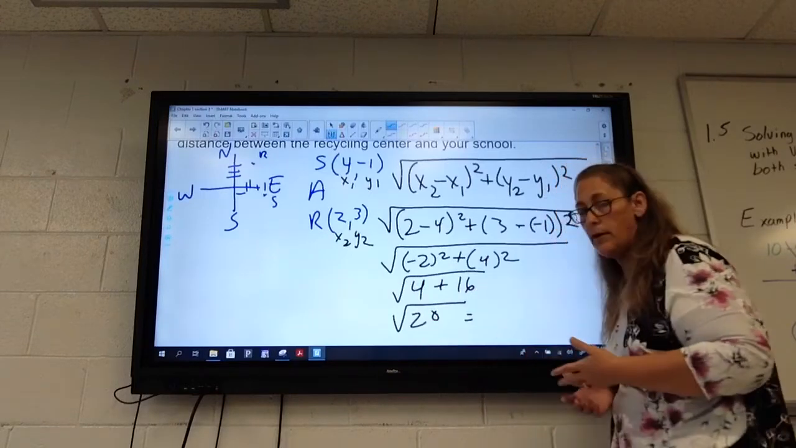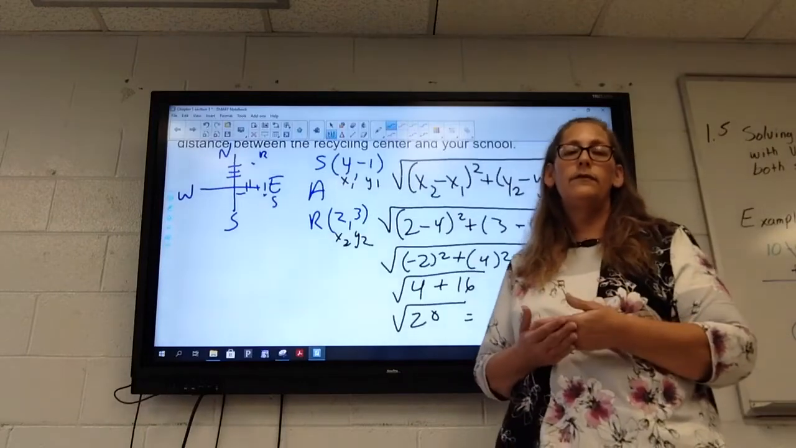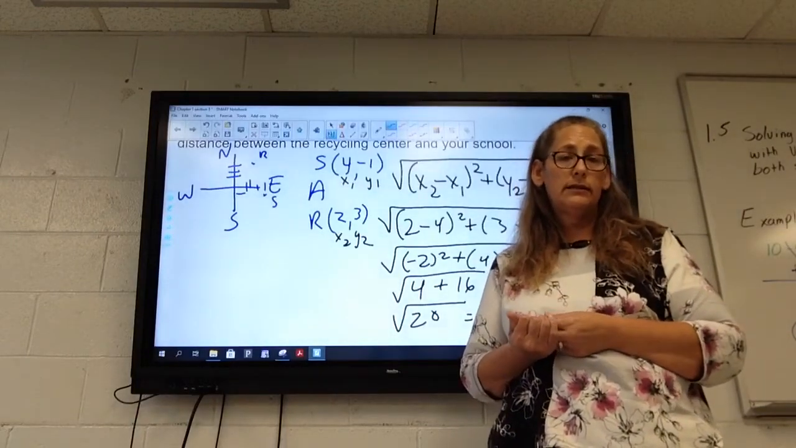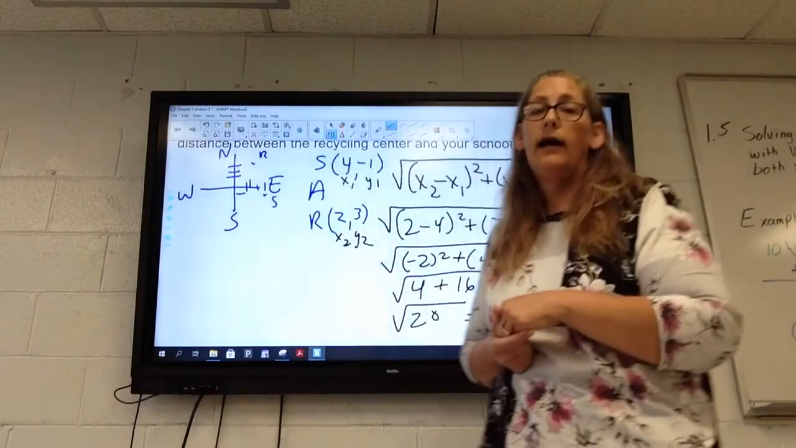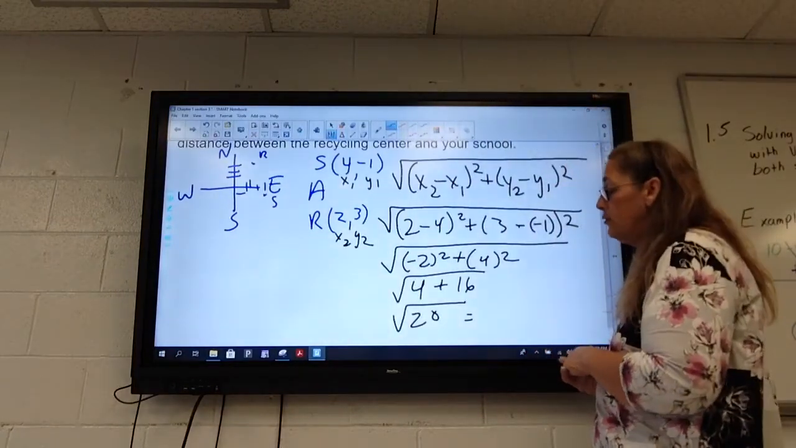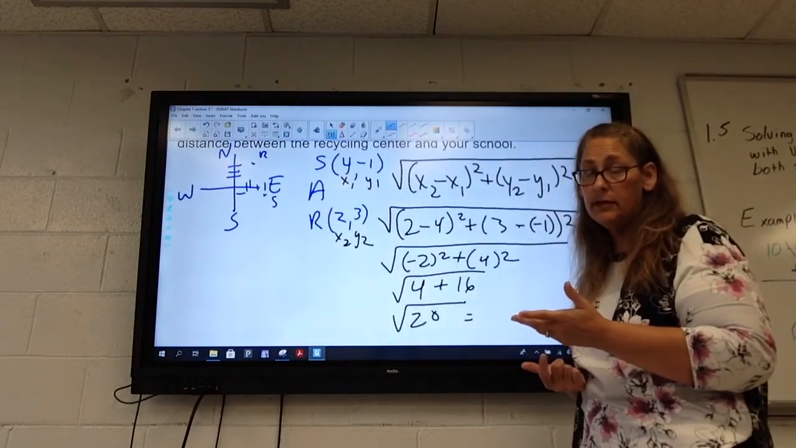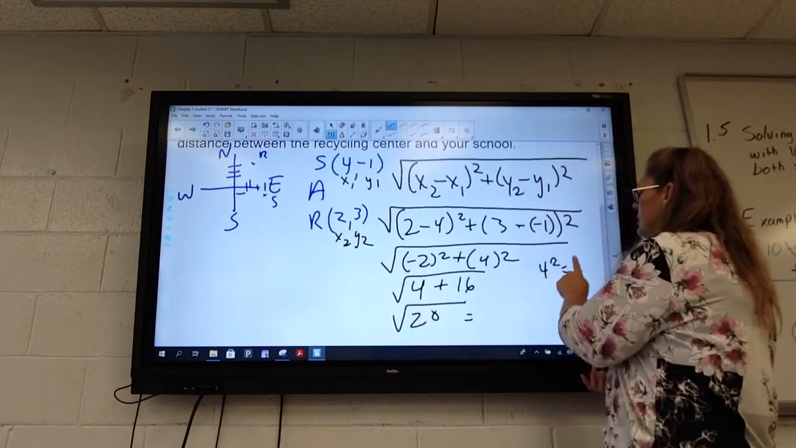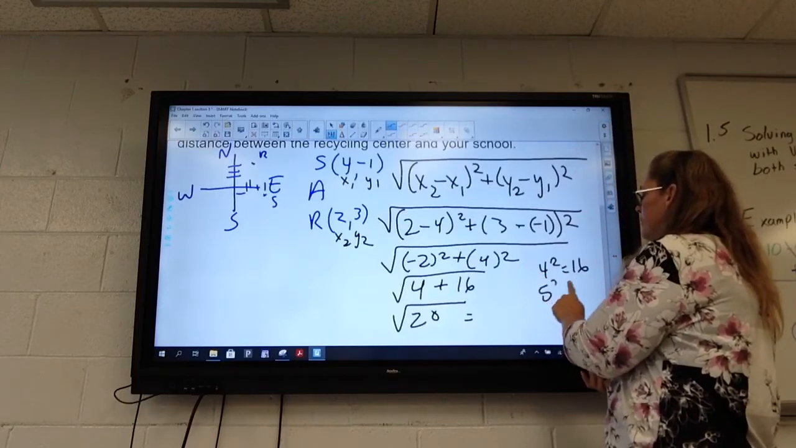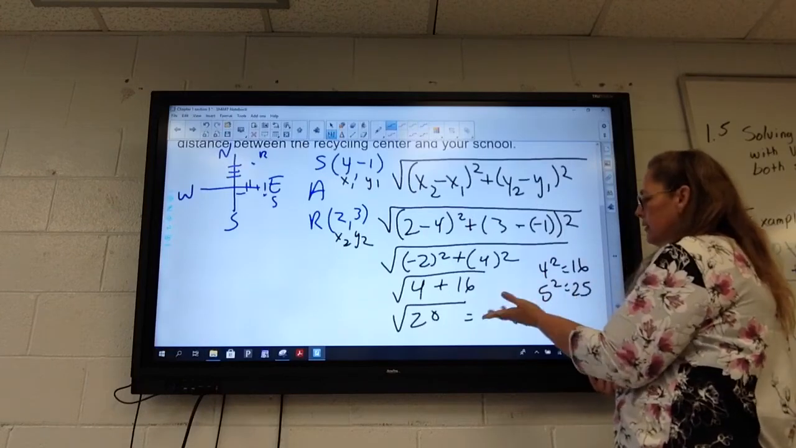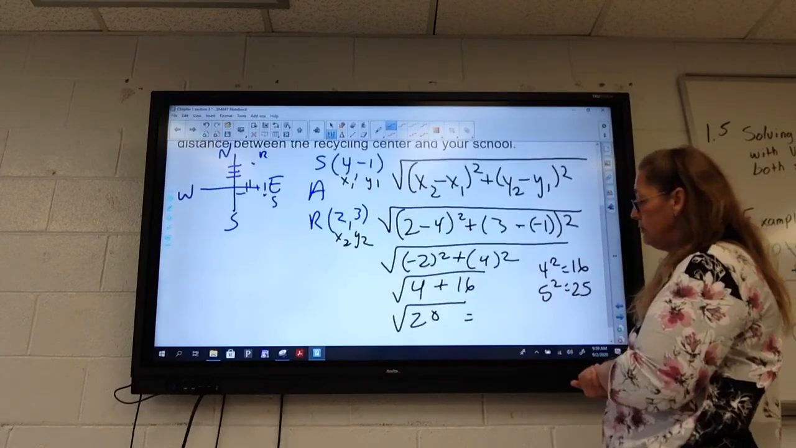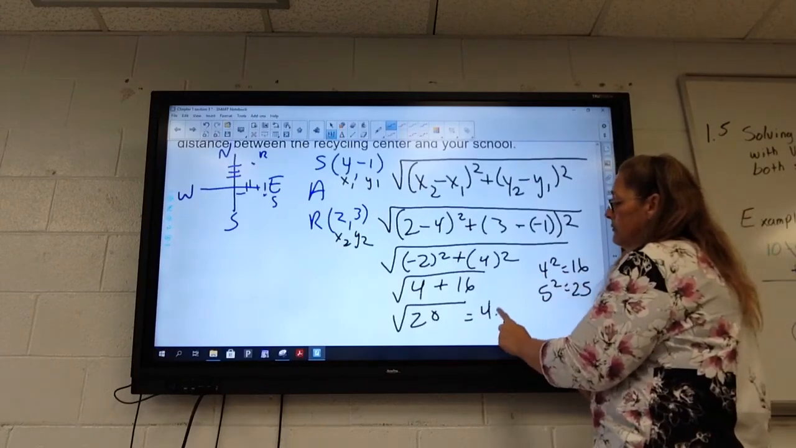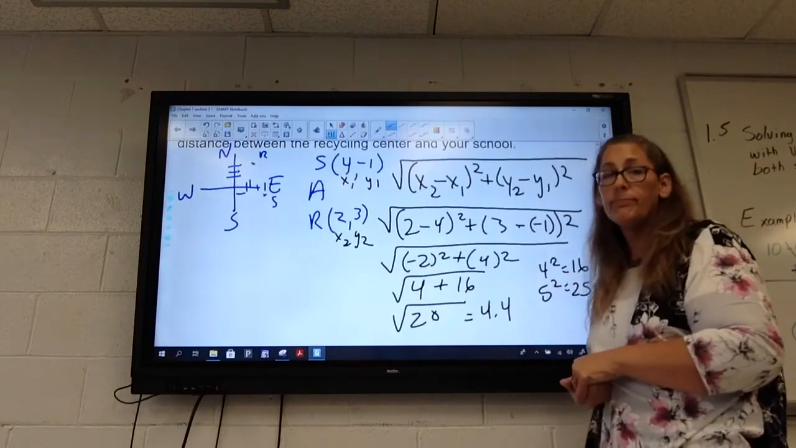This is where the approximation or the exact comes. If you have a calculator, it will tell you what it is exactly. That's fine. It's less than 5. It's between 4 and 5 because 4 squared is 16, 5 squared is 25. It's closer to 4, so I would guess 4.4.